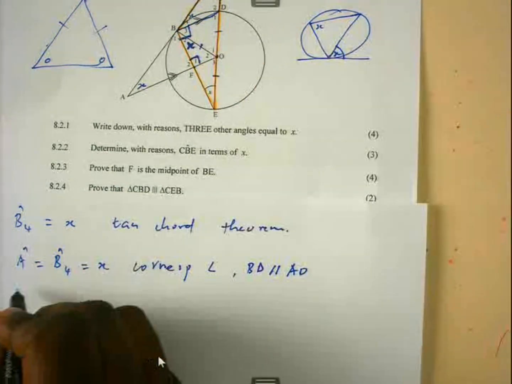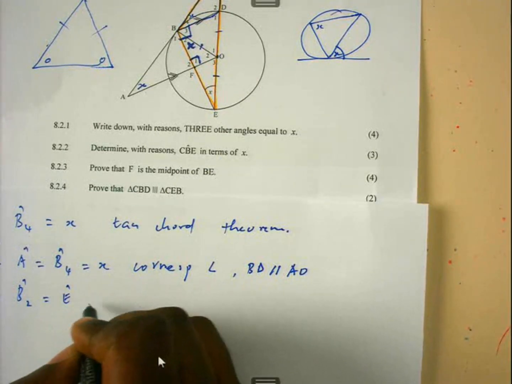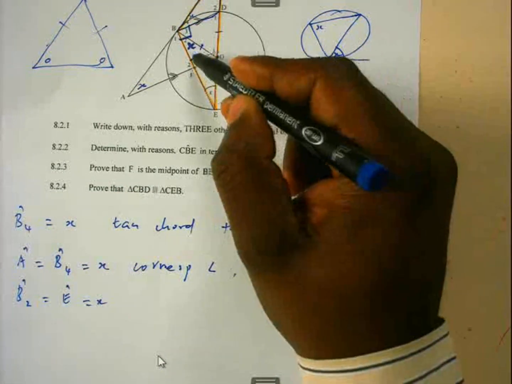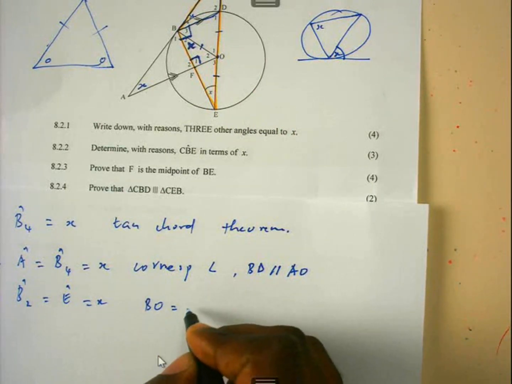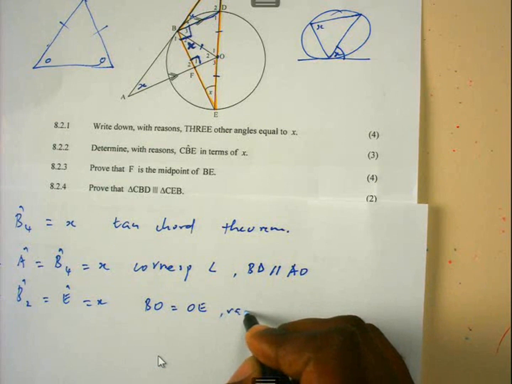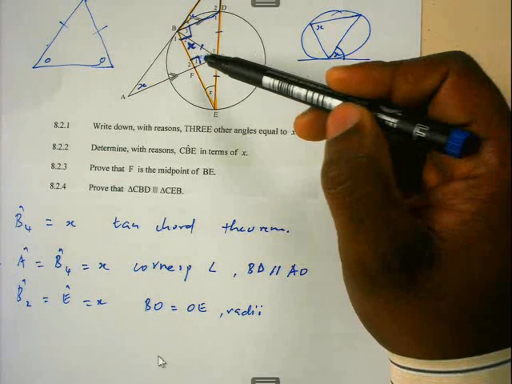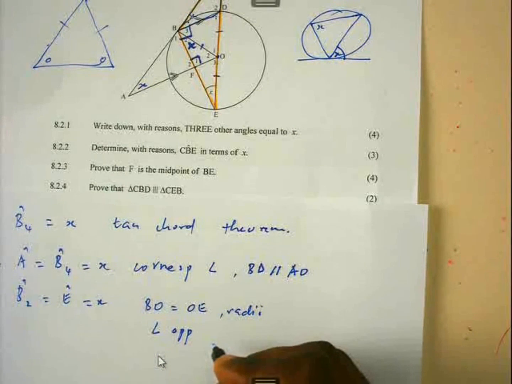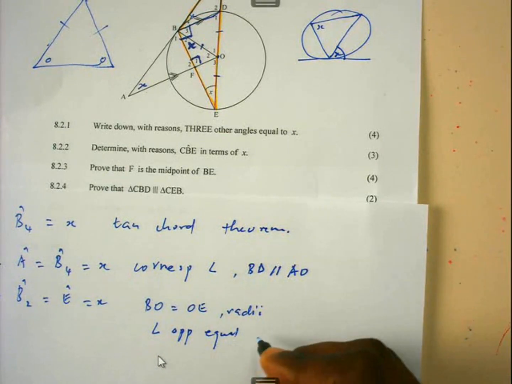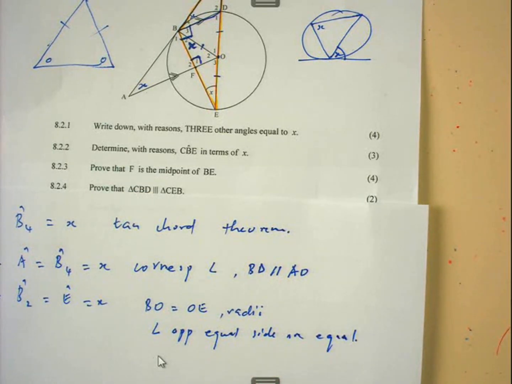The last angle also equal to that is B2. Angle B2, we have just talked about, is equal to angle E. Am I right? They are equal to x. Why? Because BO is equal to OE, because they are radii, and that makes angles opposite equal sides also equal. We can write there: angles opposite equal sides are equal. Good. That is the reason there, right?